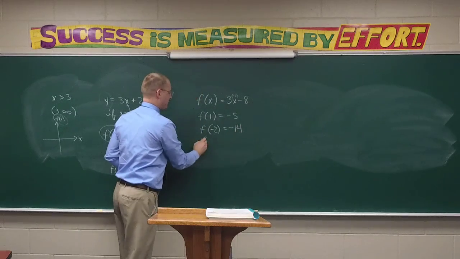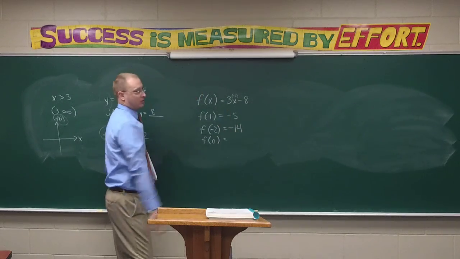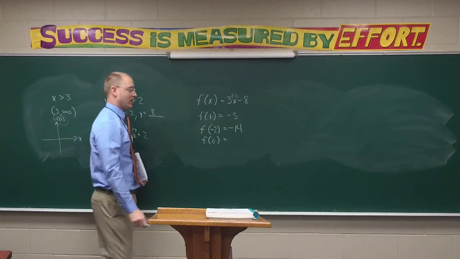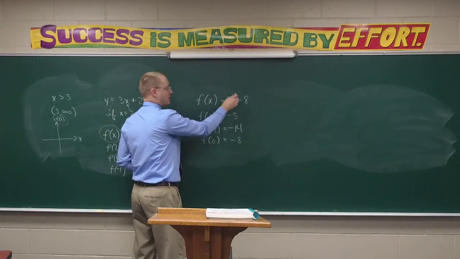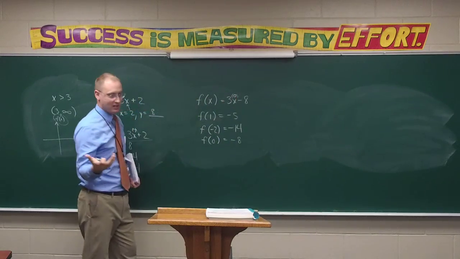All right, what about f of 0? Audrey? Negative 8. Because 3 times 0 is 0, minus 8 is negative 8.